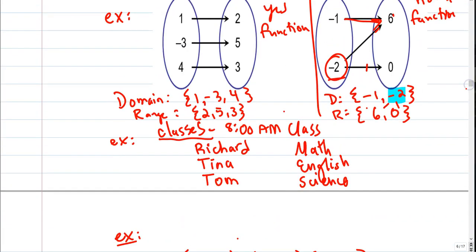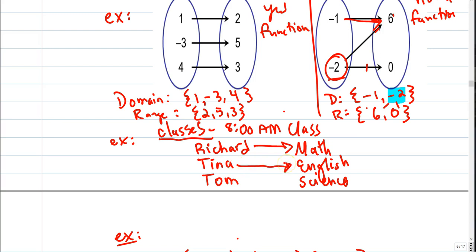Here's kind of an easy example, outside of math. What if I was scheduling classes and I have people scheduling classes? Richard goes, you know, I'm crazy, I'm going to take an 8 a.m. class. And so he signs up for math because math is best in the morning, right? You're like, okay. And Tina goes, nah, I'm not up for that. I'm going to go ahead and sign up for English.